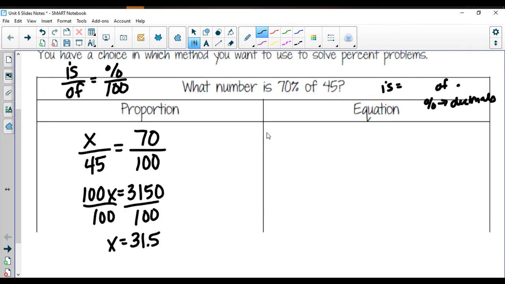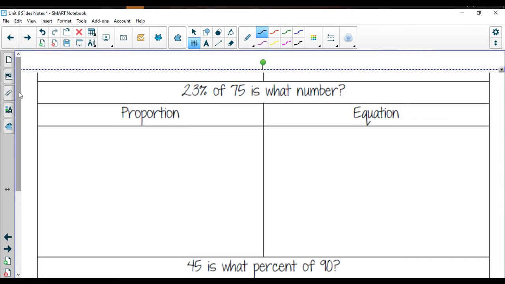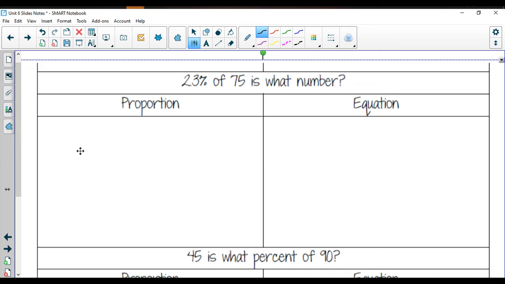Over on the equation side, what number x is equals 70% changes to a decimal, of means to multiply by 45. So we have x equals 0.7 times 45, which will also give you 31.5. So you can notice here the proportion is pretty foolproof, but the equation is a little bit quicker in this particular example.